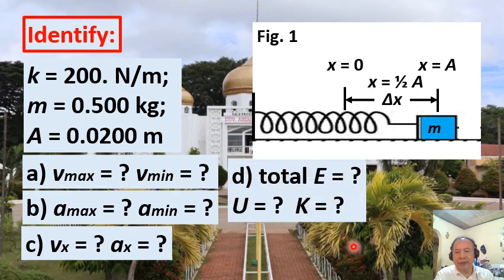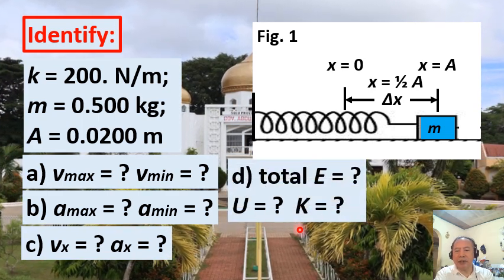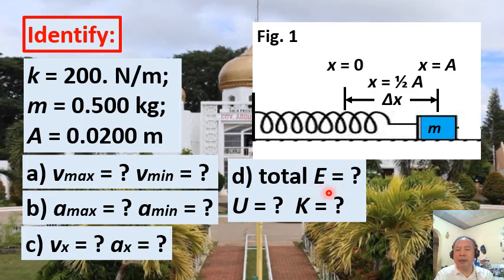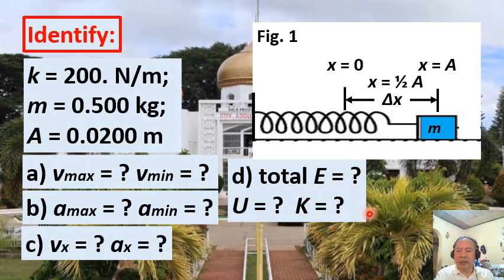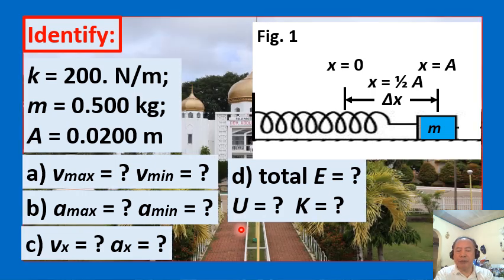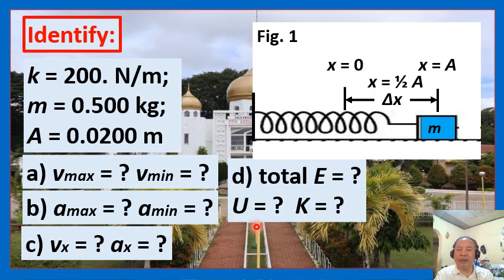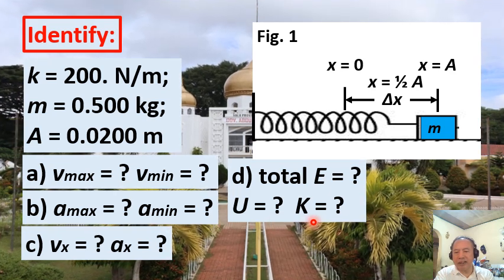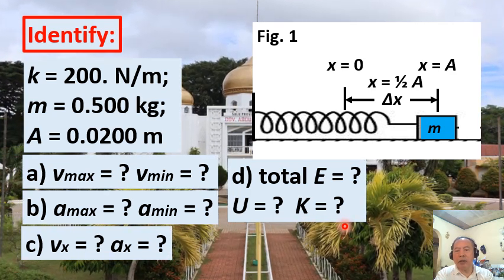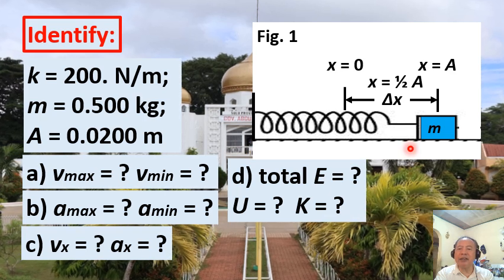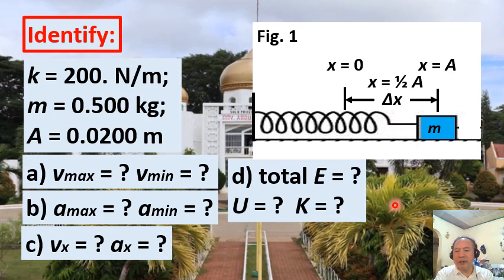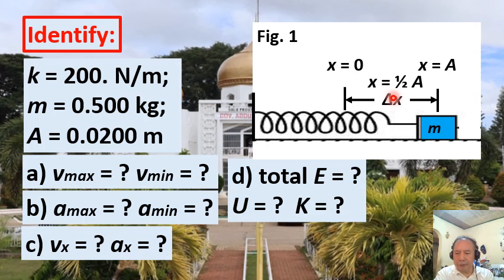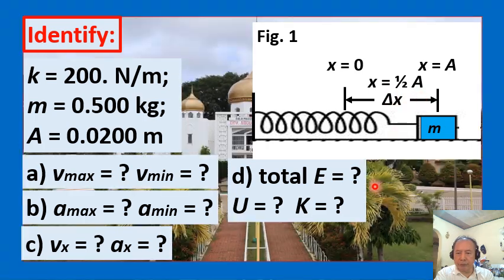And lastly, in part D, our target variables are the total mechanical energy denoted by capital E, the elastic potential energy, capital U, and the kinetic energy of the block exactly at the same position, that is x equals 1/2 of the amplitude.